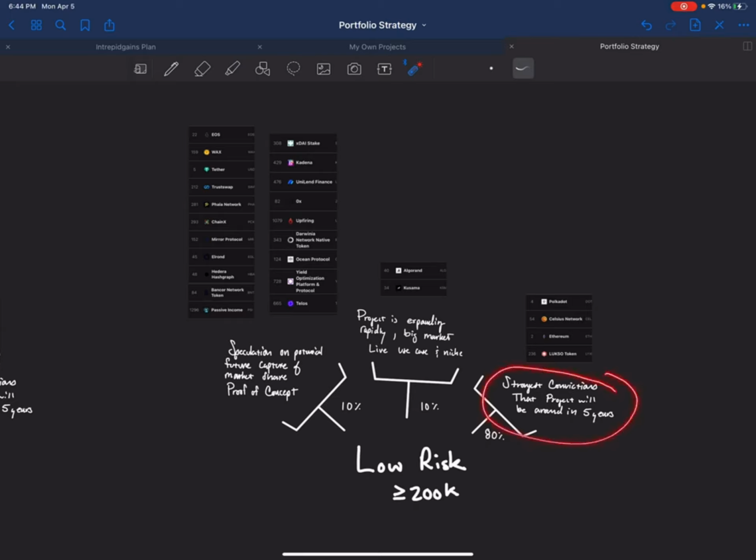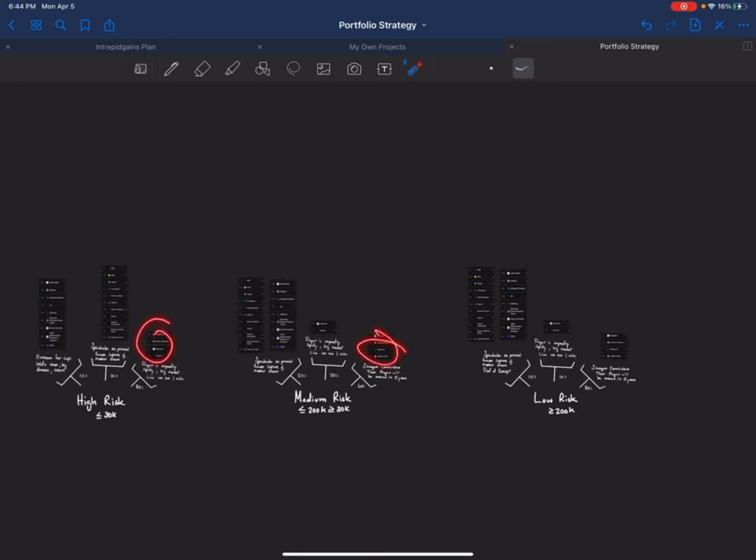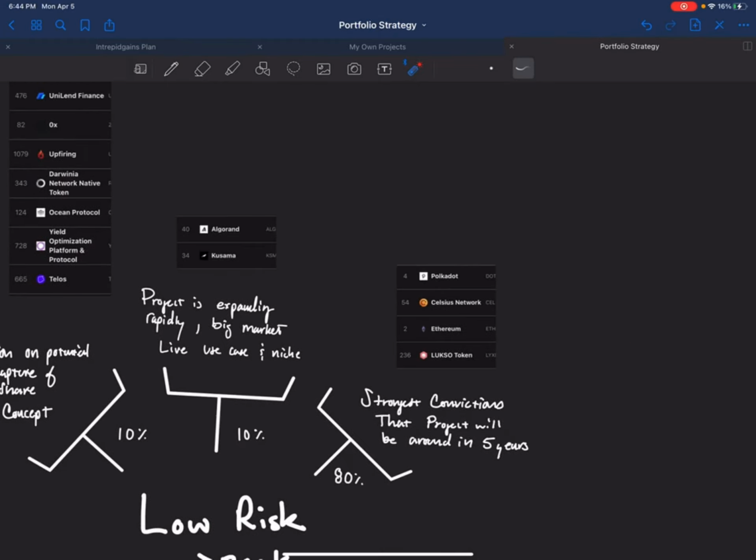So the strongest convictions that they'll be around in 5 years, that they are going to capture this huge transfer of wealth, would be Polkadot, Celsius, Ethereum, and Luxo. Now, one thing you are going to note is I have Celsius at the top of every single portfolio, no matter what. One of the reasons why is you can use the Celsius app to take advantage of Celsius services. So you're going to end up owning the Celsius token regardless in these strategies. That being said, Polkadot, Celsius, Ethereum, and Luxo.